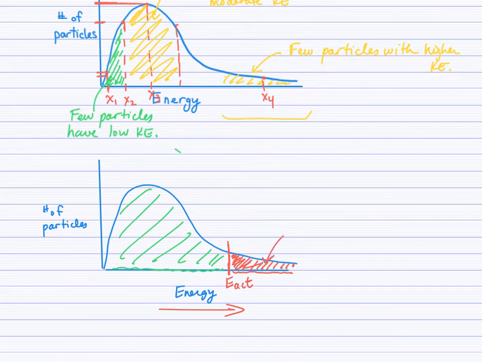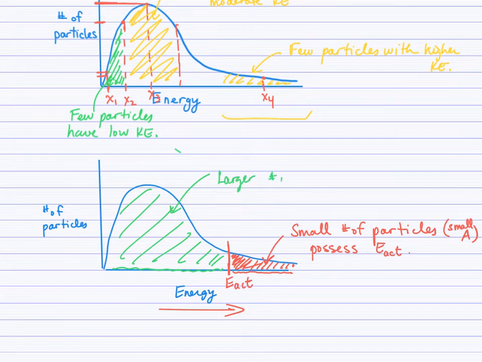So what we're showing here is that there's a small number of particles that are actually able to collide successfully. There's a small number of particles that possess that minimum required energy. And how do we know there's a small number of particles? Because the area under the curve is small. And there's a larger number of particles that do not have the required activation energy.